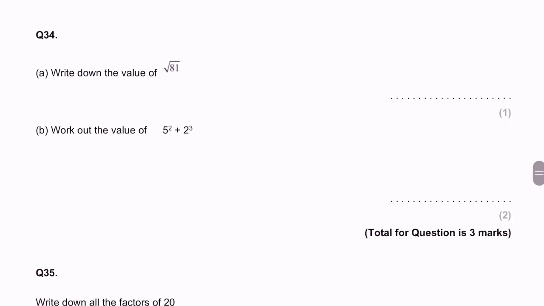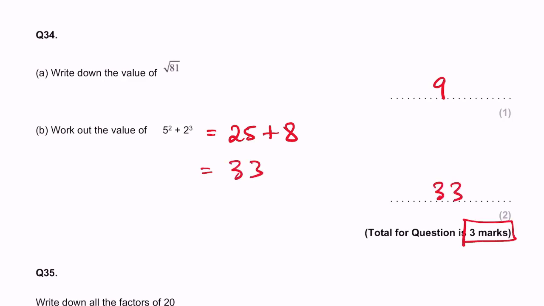Write down the value of square root of 81. So 9 times 9 is 81, so that's 9. Look at the value of 5 squared plus 2 cubed. So 5 squared is 25, 2 cubed is 8, and that gives us an answer of 33. That's 3 marks altogether.